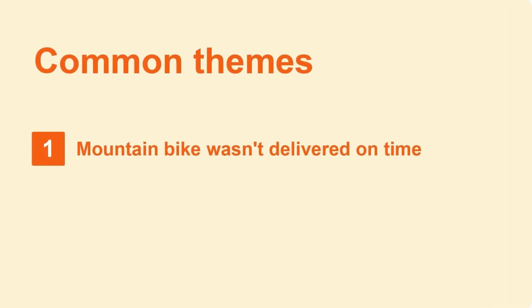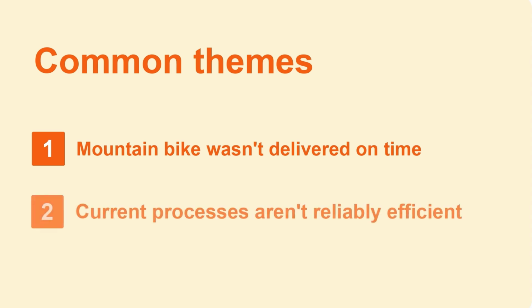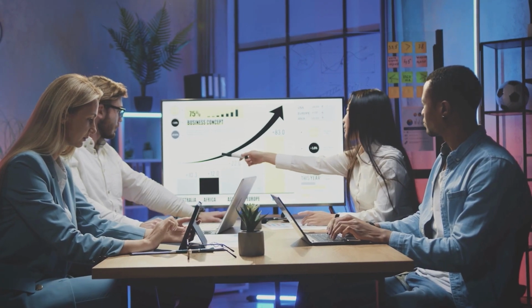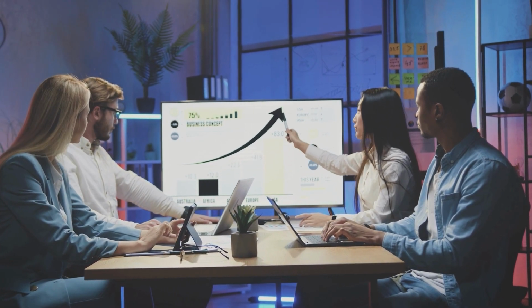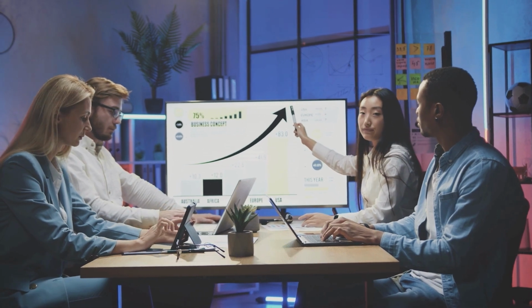During the discussion, the Alpine Cycle team identified that 1. Most of the negative reviews referenced that their mountain bike was not delivered on time, and 2. It would not be smart to expand business to the EU if their current processes are not reliably efficient. If Alpine Cycle wants to expand business, we recognize that they first need to pinpoint and improve inefficiencies within the business.